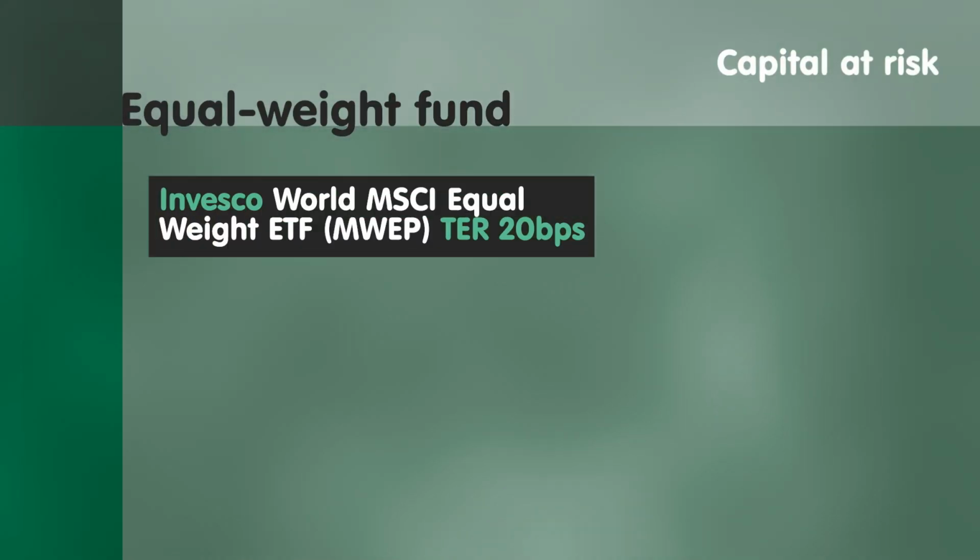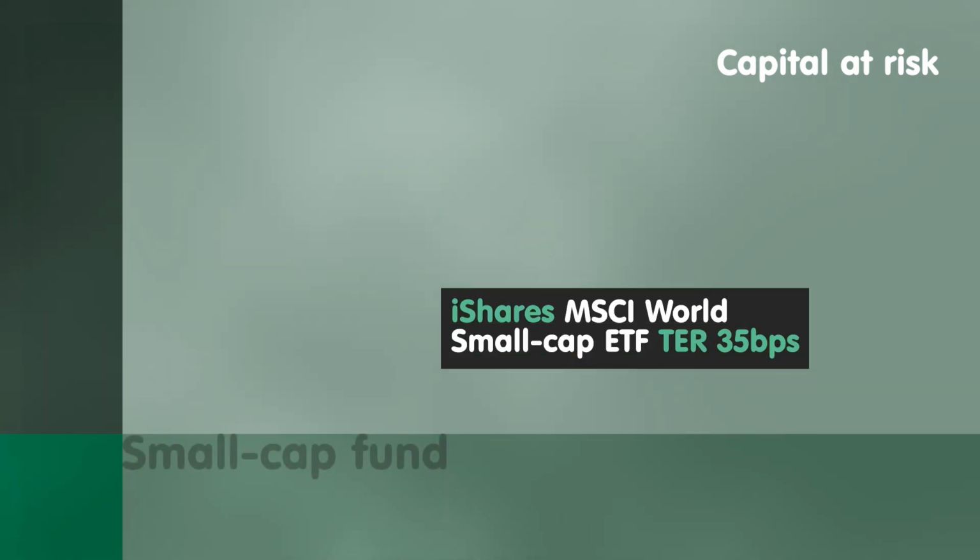One way to do that is to invest in an equal weight fund, which doesn't overweight the largest stocks. The Invesco World MSCI Equal Weight ETF, for example, has a TER of 20 basis points. Alternatively, you could pair one of the global equity ETFs we referred to earlier with a global small cap fund. In that case, a good option is the iShares MSCI World Small Cap ETF, which costs 35 basis points.